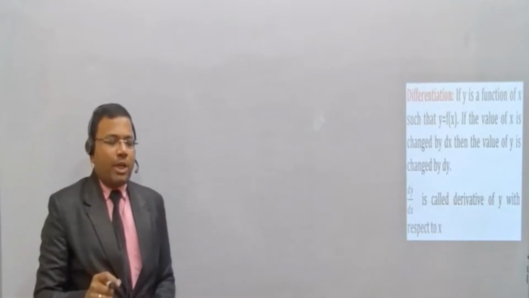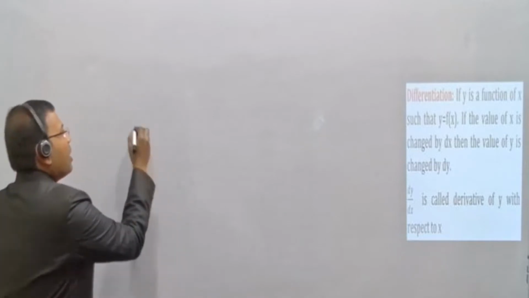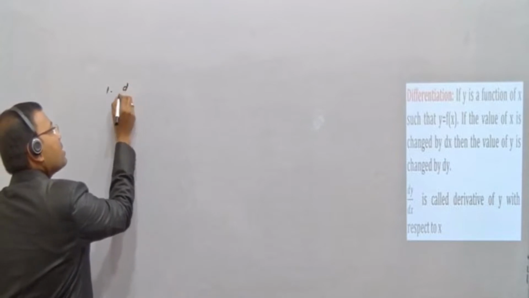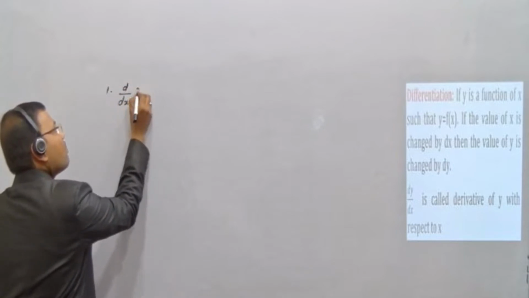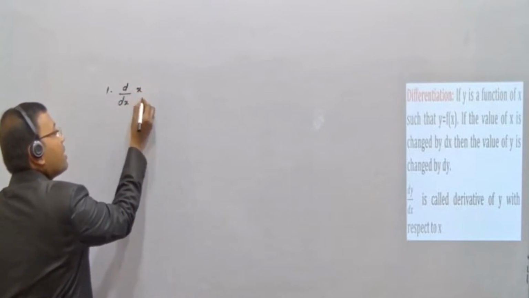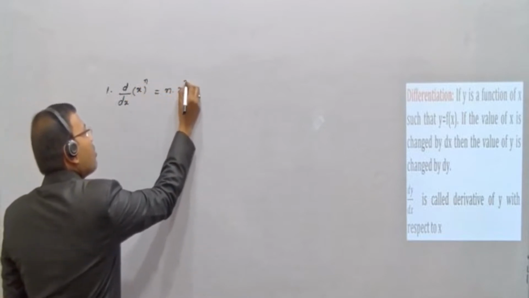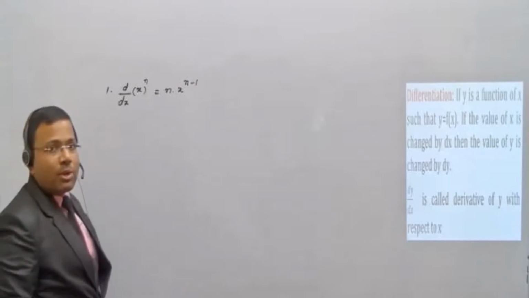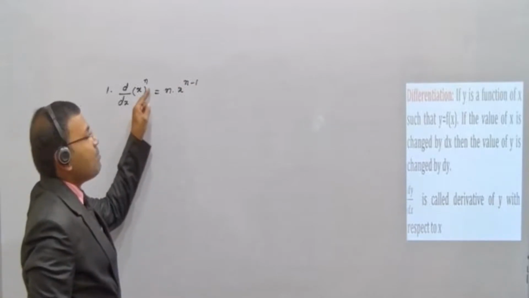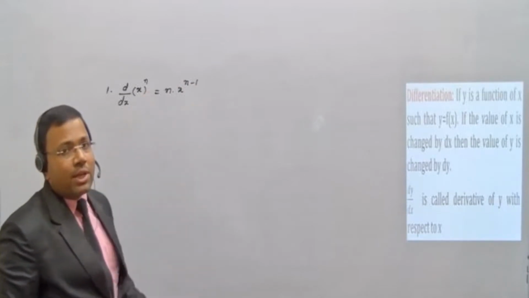No, beta, pay attention. Differentiation formula, the first one, that is d by dx of x power n. Try to understand, differentiation of x power n is n into x power n minus 1. I repeat once again, differentiation of x power n is n into x power n minus 1.